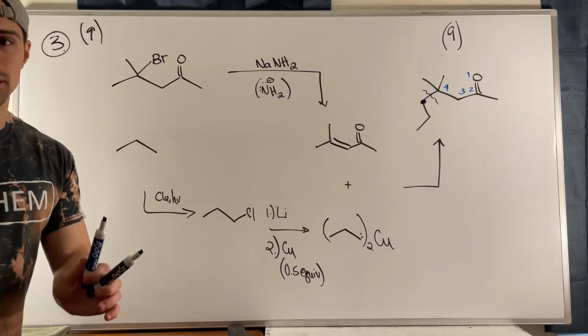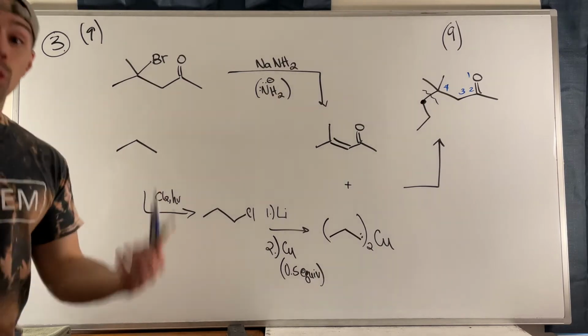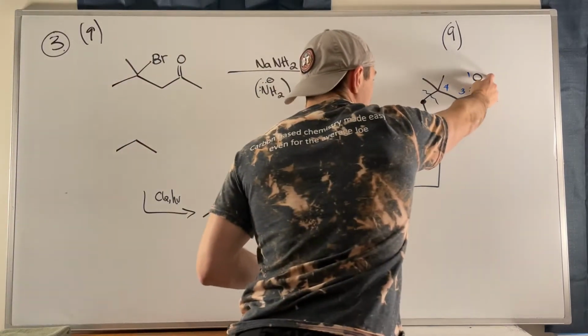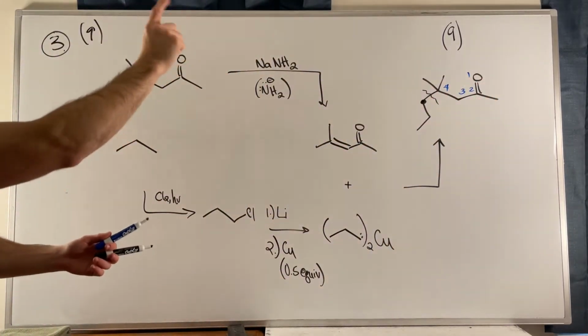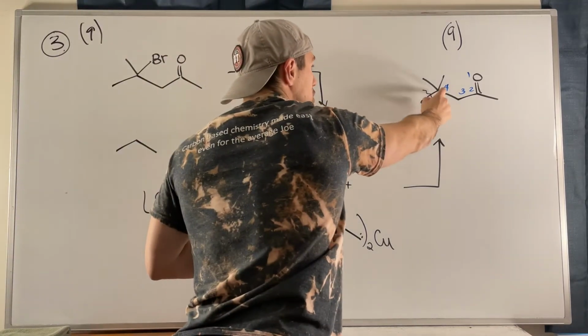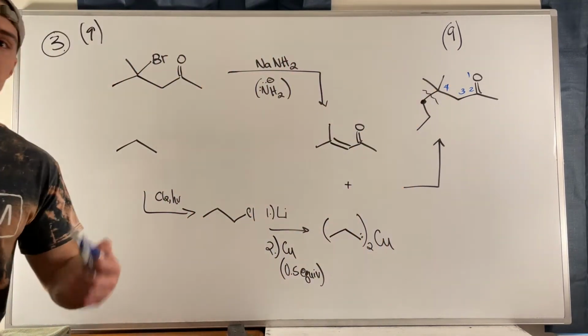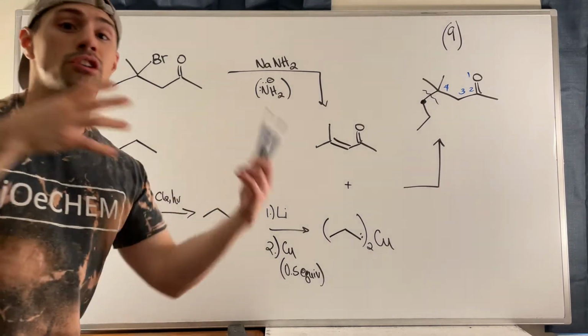It's not a Michael addition, it's just a generic 1,4 addition, right? You can see if you start counting, it's key, this works if you only start counting from the oxygen to the 4th position, that's where this new bond was made. So we just did a 1,4 addition with a soft nucleophile.